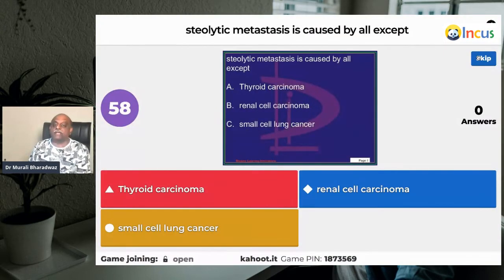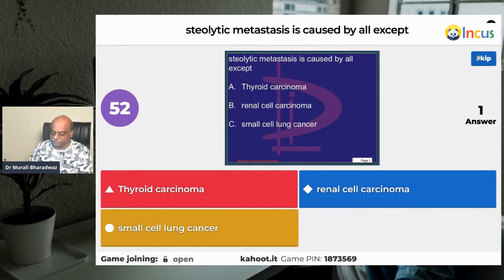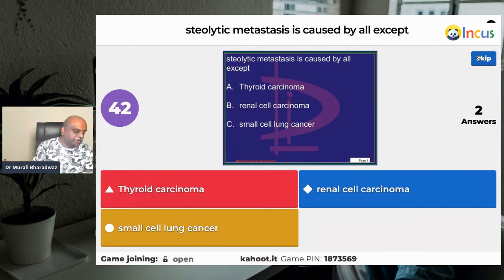Osteolytic metastases are caused by all these tumors, except... You need to be very clear what are osteolytic, what are osteoblastic, and what are the mixed type of metastasis. What are the most favorite biscuit question in the tomorrow's entrance exam?